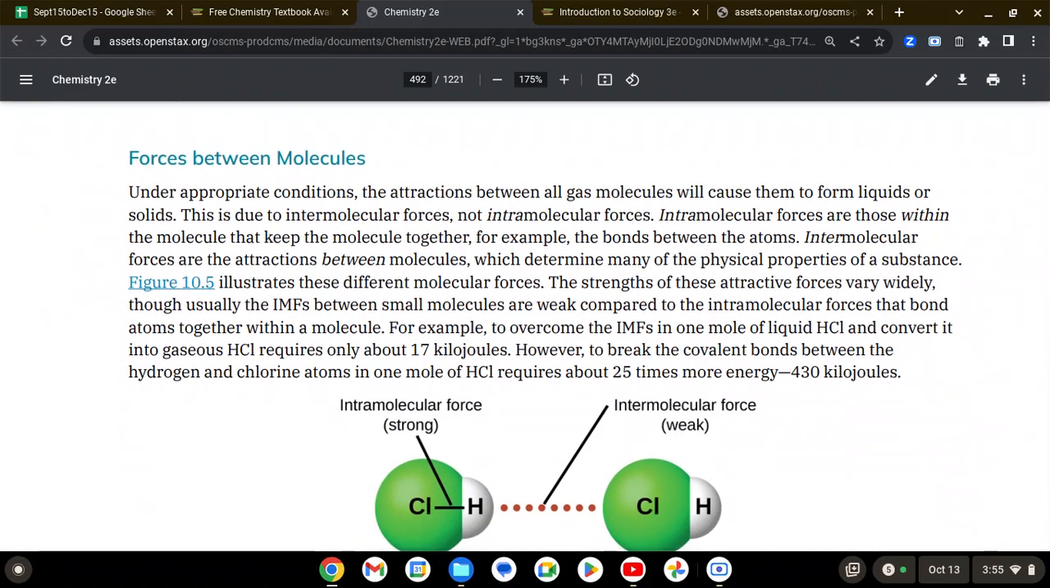Forces between molecules. Under appropriate conditions, the attractions between all gas molecules will cause them to form liquids or solids. This is due to intermolecular forces, not intramolecular forces. Intramolecular forces are those within the molecule that keep the molecule together, for example, the bonds between the atoms. Intermolecular forces are the attractions between molecules, which determine many of the physical properties of a substance. Figure 10.5 illustrates these different molecular forces.